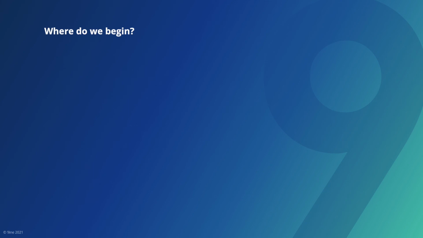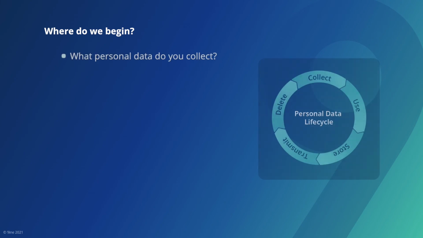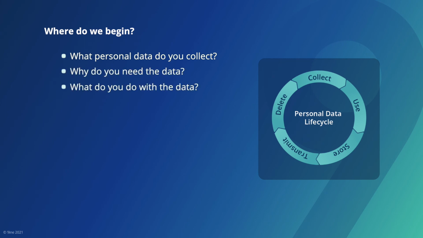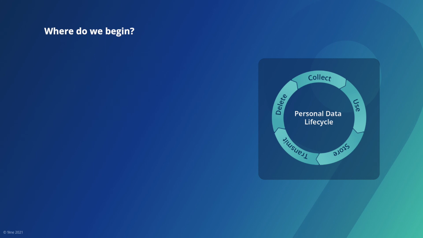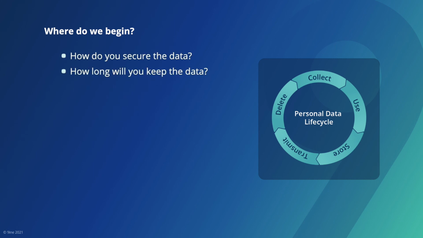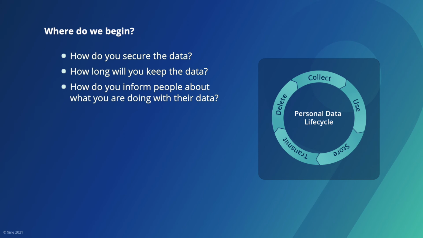So where do we begin? Since data protection law is about protecting people's personal data, it is important to think about what you are doing with the personal data in your possession. What personal data do you collect? Why do you need the data? What do you do with the data? Whom do you share the data with? Where do you store the data? Who has access to the data? How do you secure the data? How long will you keep the data? How do you inform people about what you are doing with their data? And how do you destroy or archive the data?